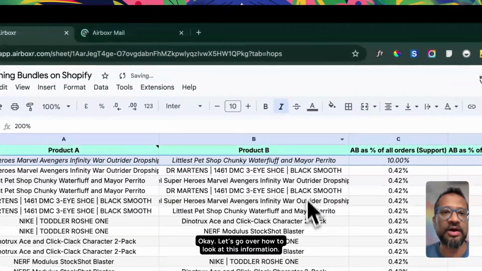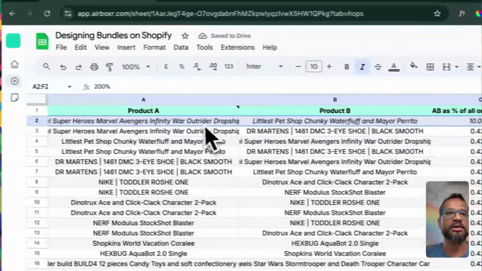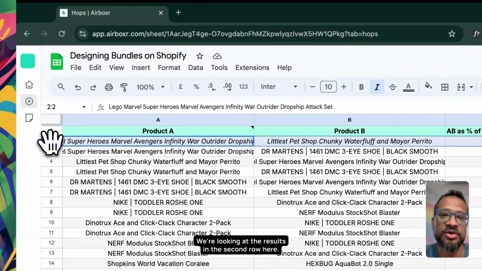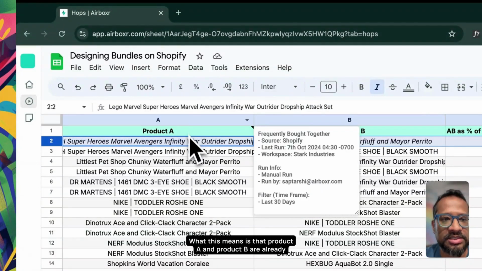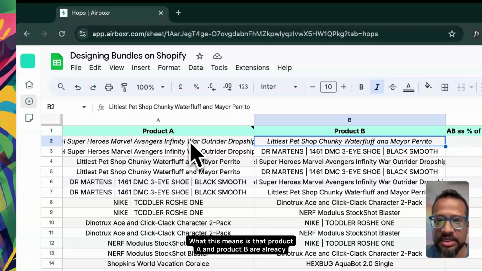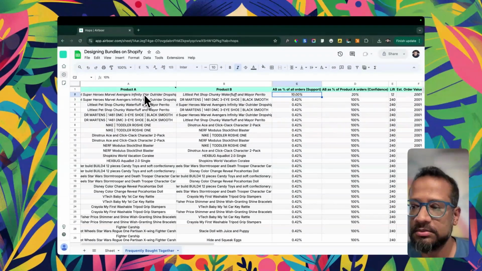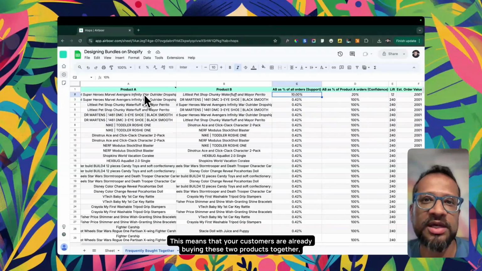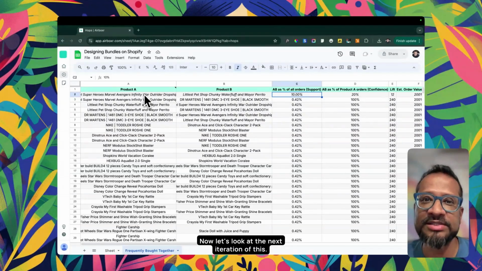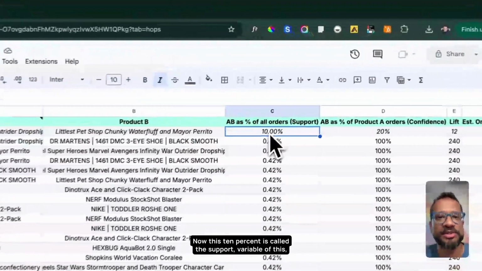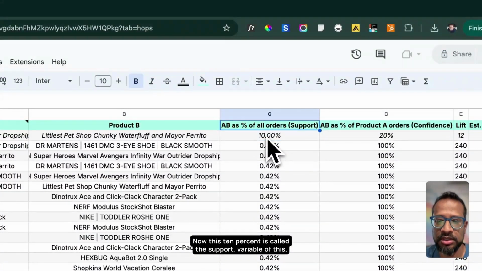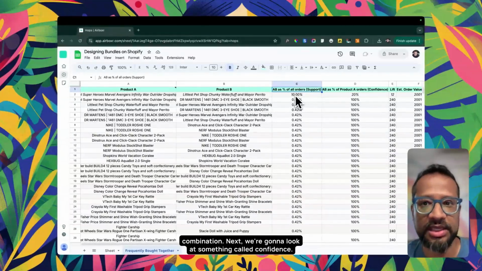Okay, let's go over how to look at this information. We're looking at the results in the second row here. What this means is that product A and product B are already being purchased in 10% of all of your orders. This means that your customers are already buying these two products together, so there might be something to it. Now let's look at the next iteration of this. Now this 10% is called the support variable of this combination.